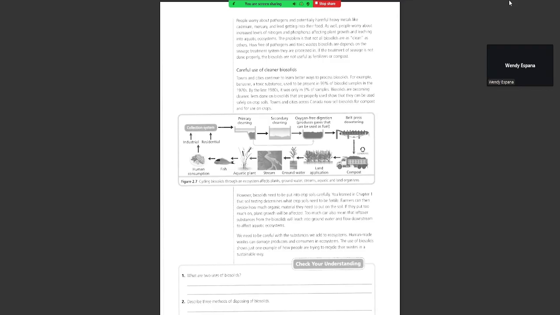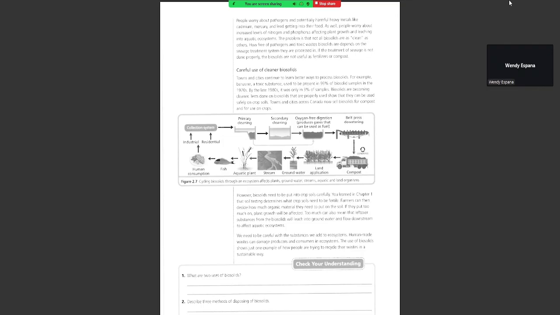This brings us to our first set of check your understanding questions on page 34. It says, what are two uses of biosolids? And we talked about that. We talked about how biosolids can be used, and that's on the previous page. And to describe three methods of disposing of biosolids. So we can look at some of the positive and negative methods of disposing of biosolids.